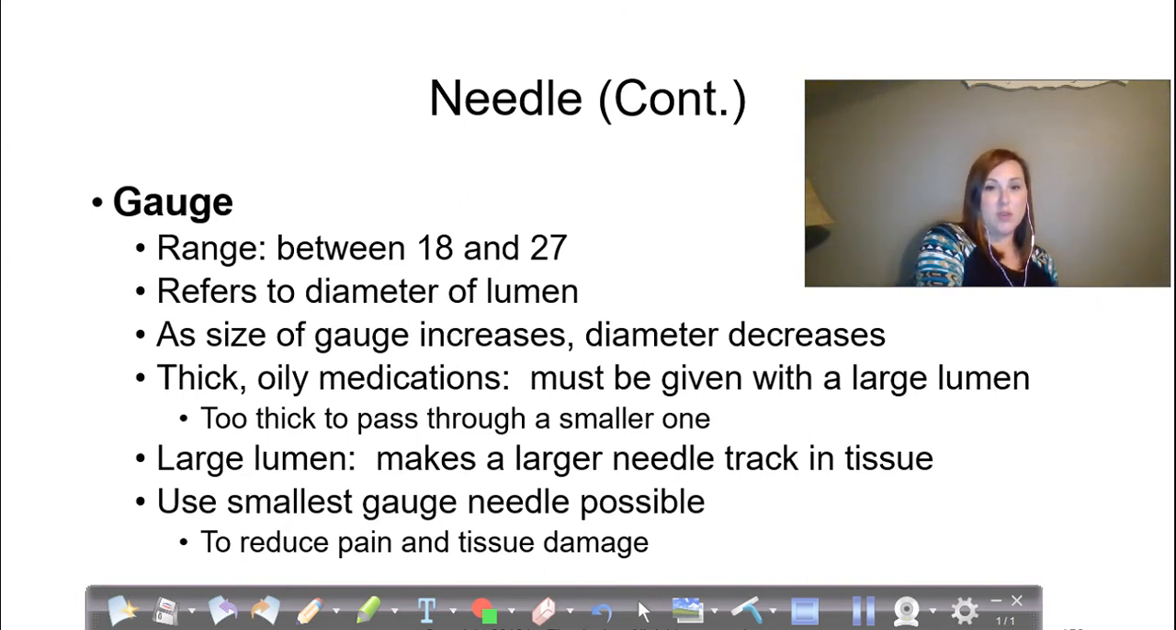27 is very small. A lot of thick, oily medications, you're going to want to give that with a bigger type lumen, just so it can pass through easier. You're going to meet a lot of resistance if you use a smaller gauge of a needle. A large lumen makes a larger needle track in tissue, so you do want to use the smallest gauge possible so that you're reducing any kind of pain and tissue damage.